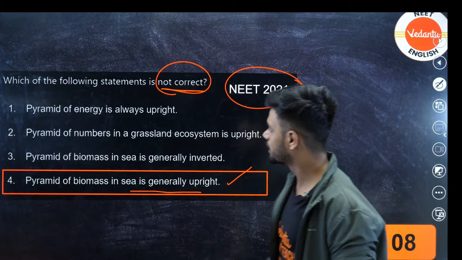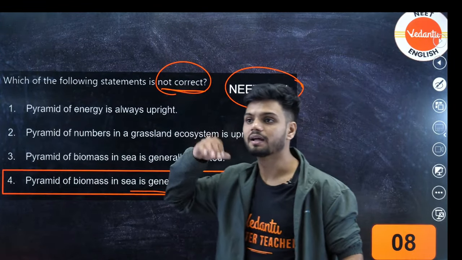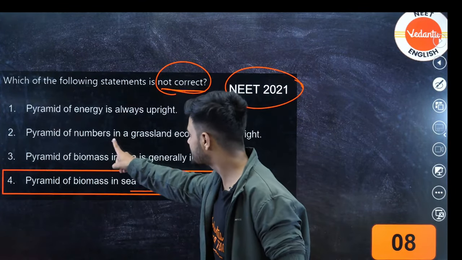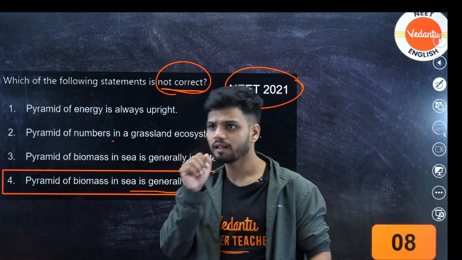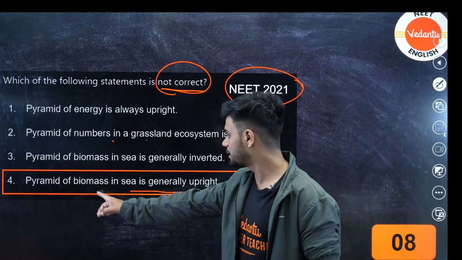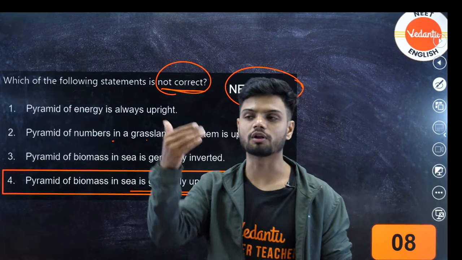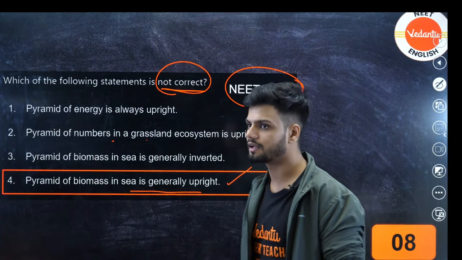Remember, the pyramid of number in grassland is upright. That was the first one. Pyramid of biomass in sea is upright is the wrong option. In the sea it is always inverted. Okay.